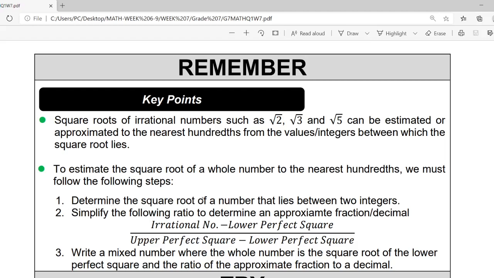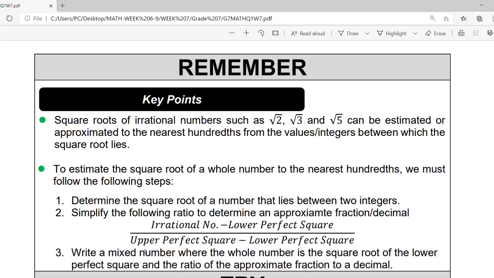So determine the square root of a number that lies between 2 integers, then simplify the following ratio to determine the approximate fraction or decimal, which is the irrational number minus the lower perfect square number, divided by the upper perfect square number minus the lower perfect square number.